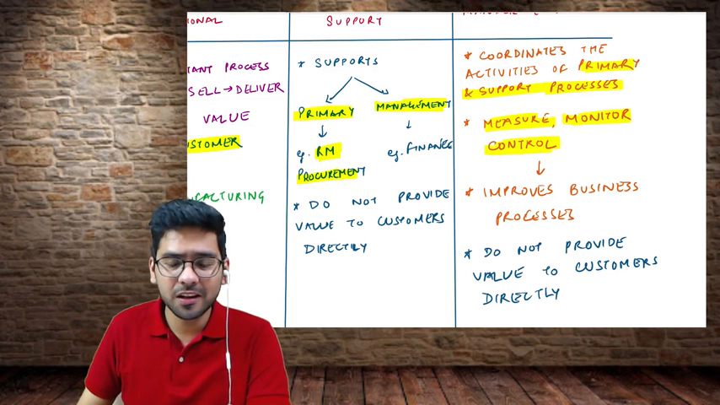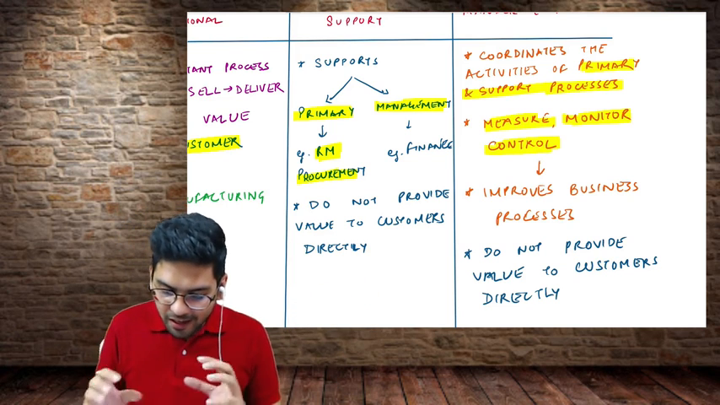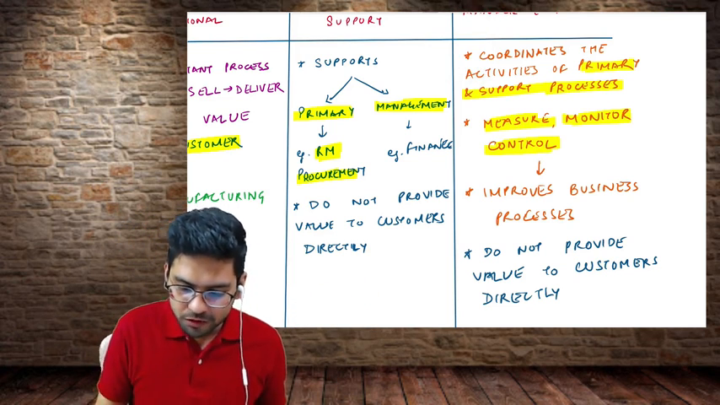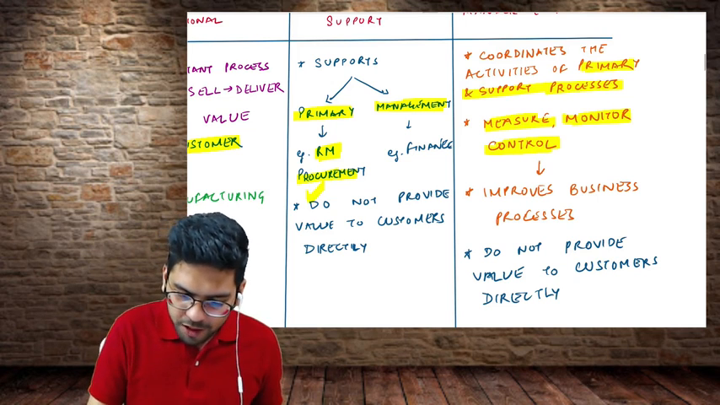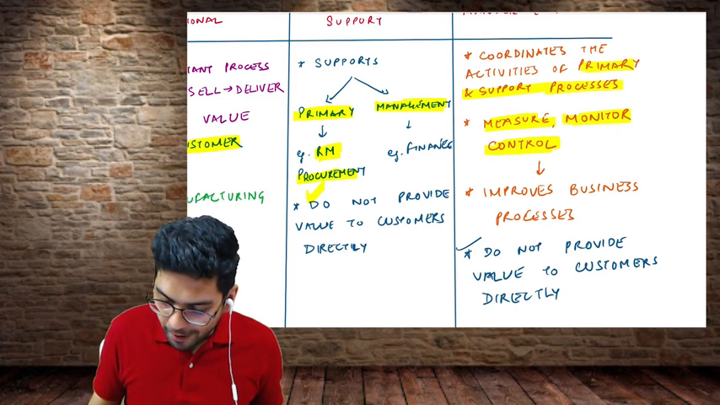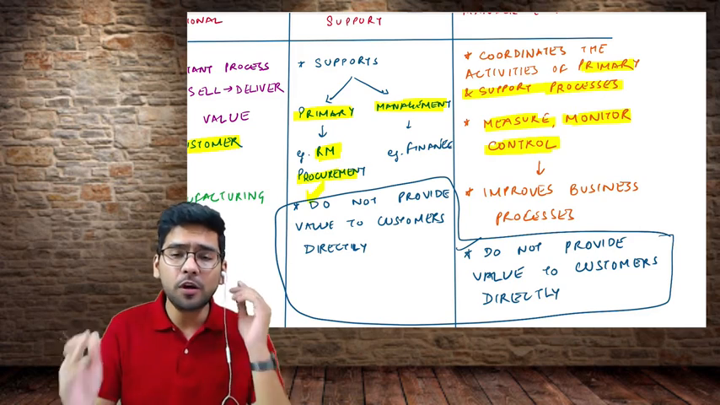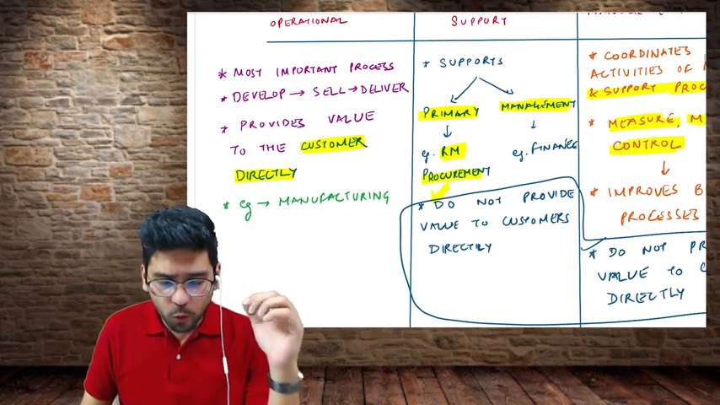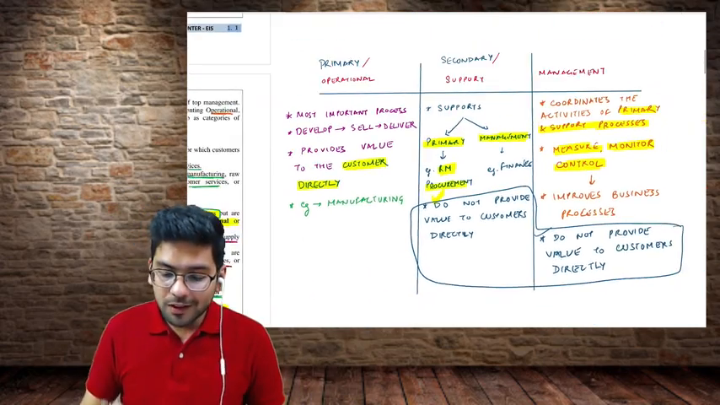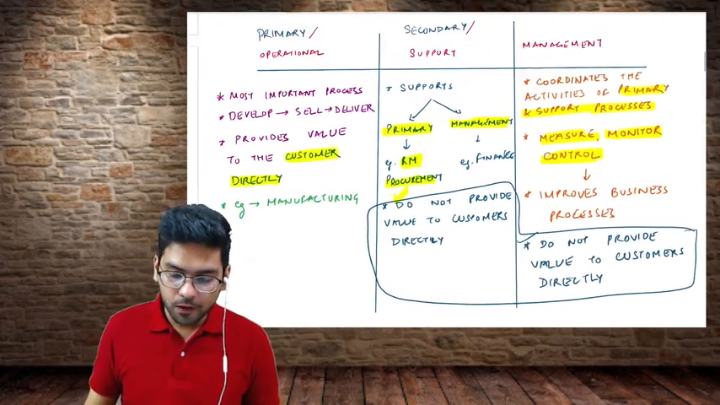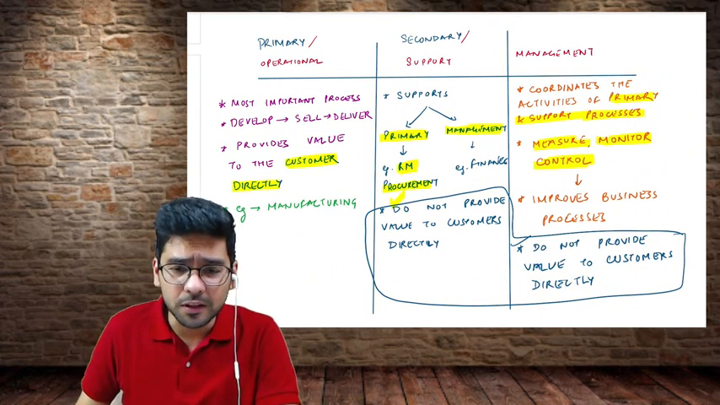Yes, can I say it in this way, that management process directly impacts the efficiency of the enterprise, right? And again, same point here, that these two processes, the support process and the management process, do not provide value to the customers directly. It is only the operational process that provides value to the customers directly. Okay. So with this, we are done with the three categories of business processes.